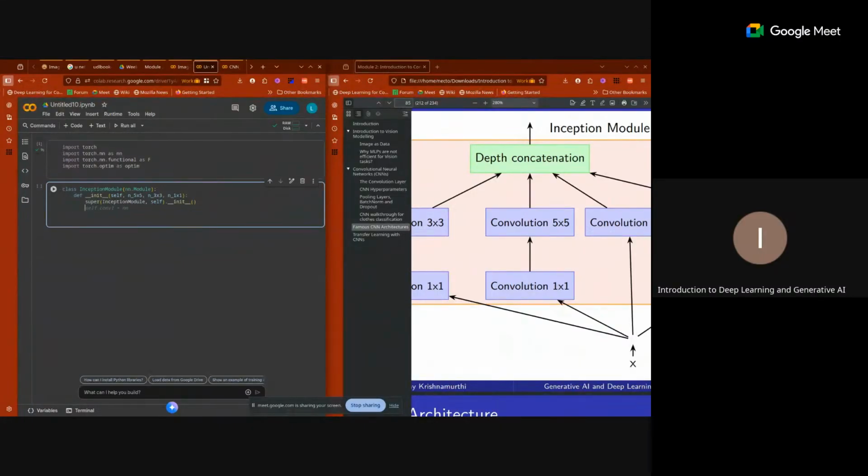So we can create the layers itself, right? Self dot conv 1x1, right? So this part will be the 1x1 part, or we can call that part one. Part one is equal to.